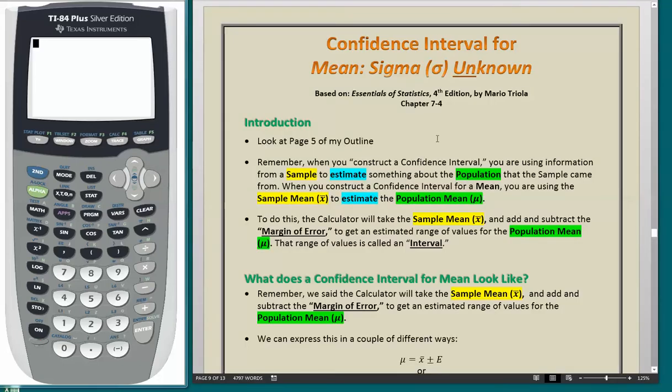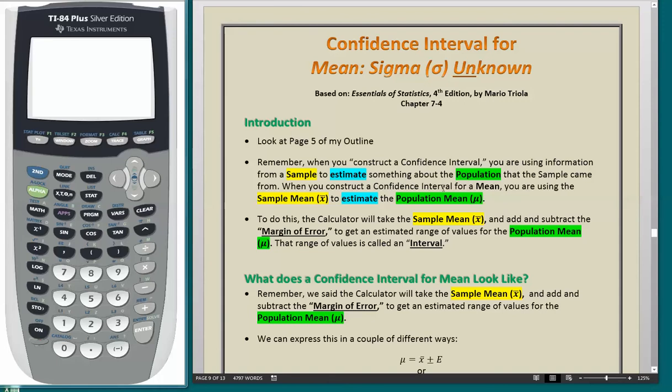So we are back to the main presentation. And this assumes that you have already watched the presentation called Confidence Intervals Introduction. And hopefully you've also seen the videos for confidence intervals for proportion and for mean where sigma is known. Remember, when you construct a confidence interval, you are using information from a sample to estimate something about the population that the sample came from.